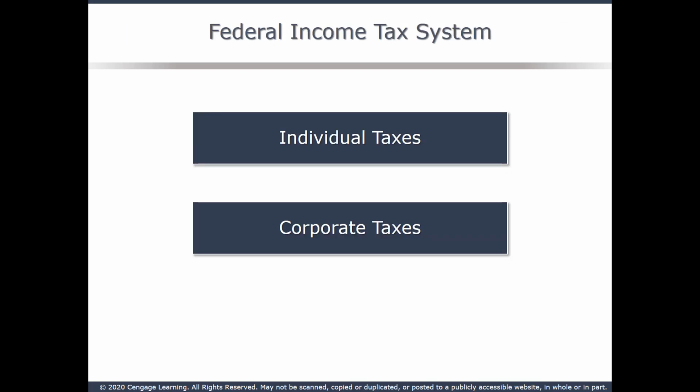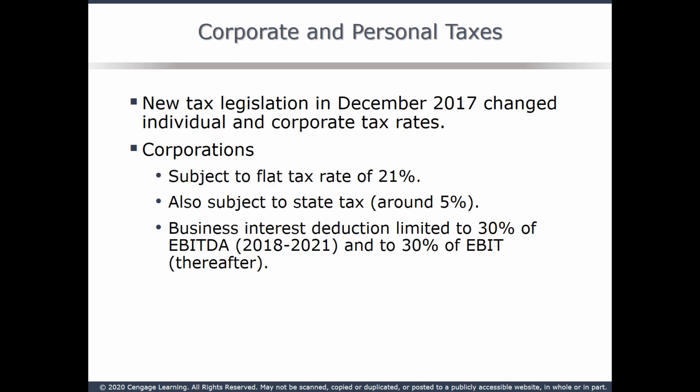Our final topic in this lesson covers taxes, individual and corporate. Both personal and corporate taxes have been based on a progressive structure: higher income, higher rate. Individual taxes are still progressive, but the corporate tax rate is now a flat 21%. New tax legislation modified the tax rates for both individuals and corporations. The previous top rate for corporations of 35% was lowered to 21%.